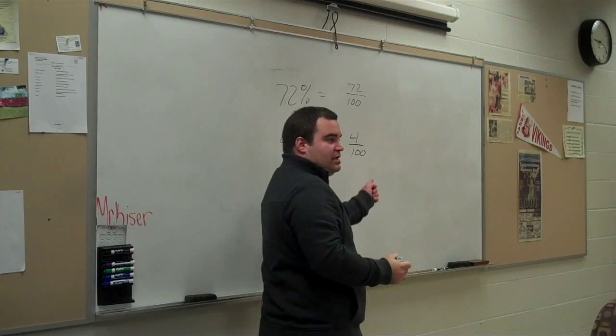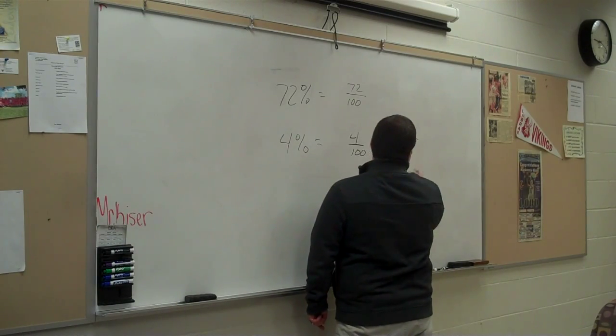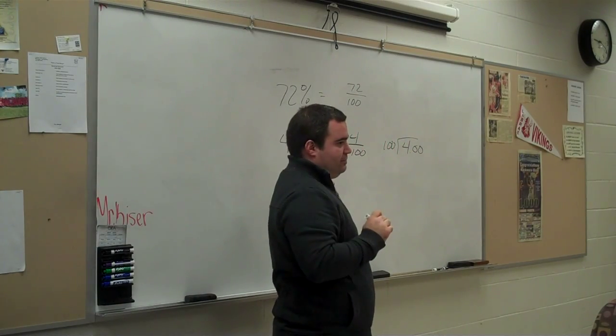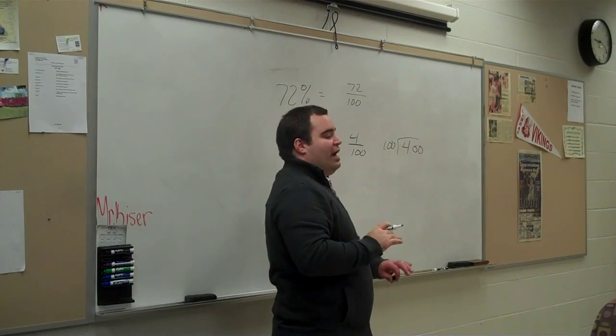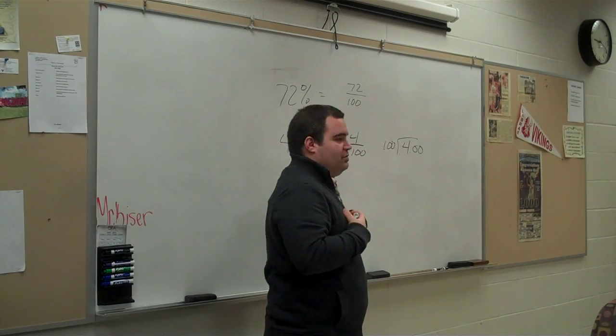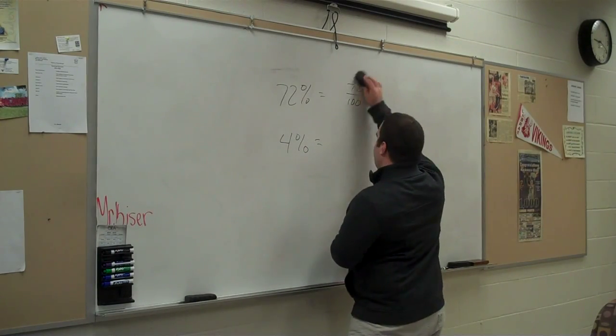Now your book says do this. It's 4 divided by 100. What? It's 0.4. It's not 0.4. Common mistake. It's 0.04. I'm not going to teach you this. I'm going to show you my way, the way that I learned it when I was a youngster, back in the day. 0.04.